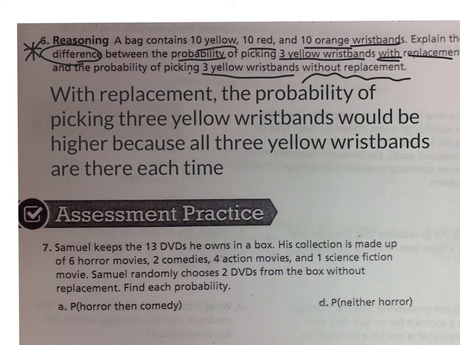We could flip that around. Another way of saying this, you could say without replacement, the probability would be lower because we're taking them out, we're not putting them back in. So, you know, instead of 3, now I've only got 2, now I've only got 1, right? Okay, good. One thing else that would change that we would have to examine also, I guess, is that the number of wristbands altogether is changing as well. But that's going to be offset by the fact that we don't have as many yellow wristbands.